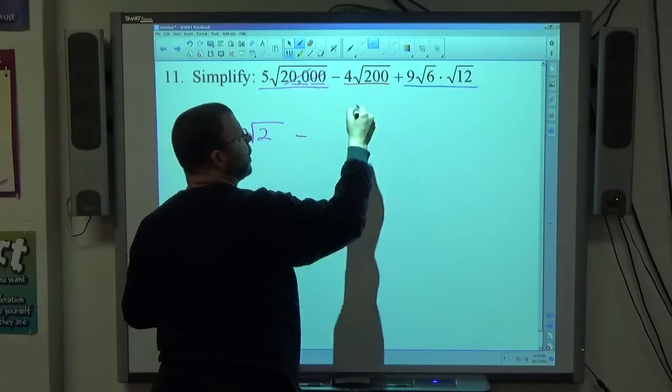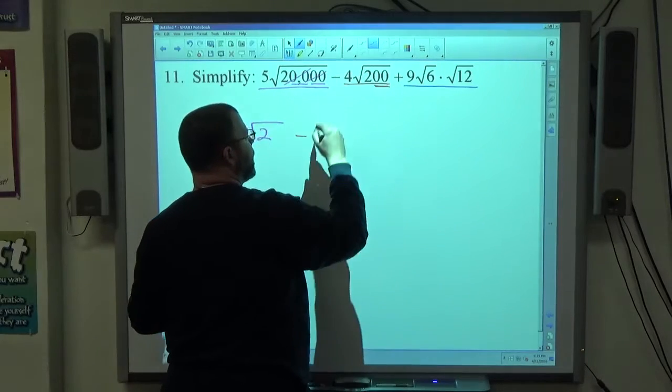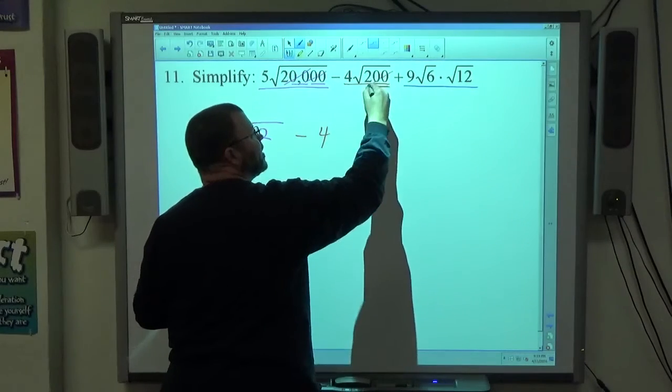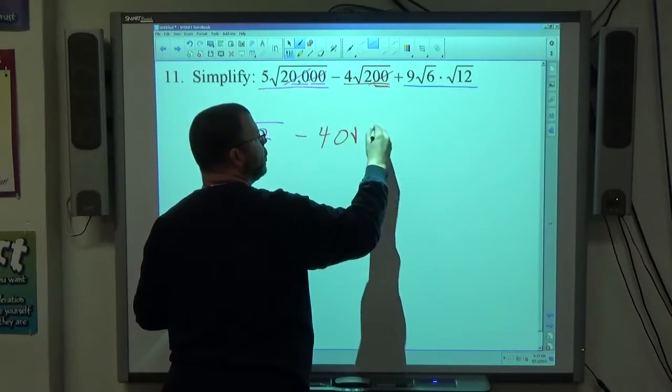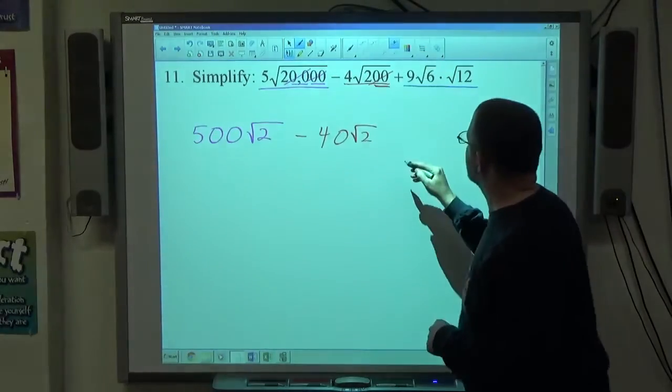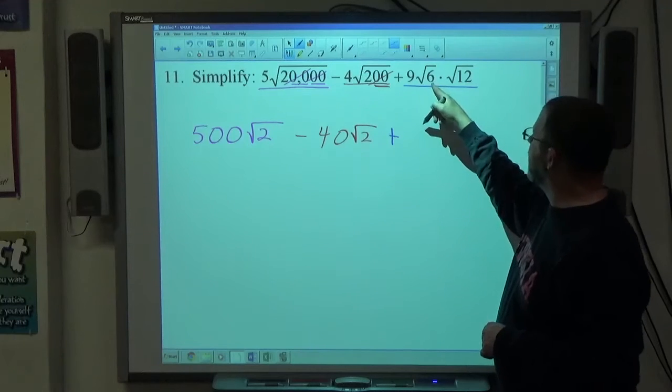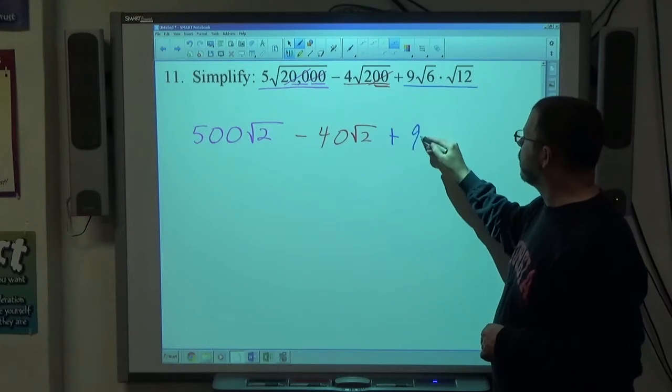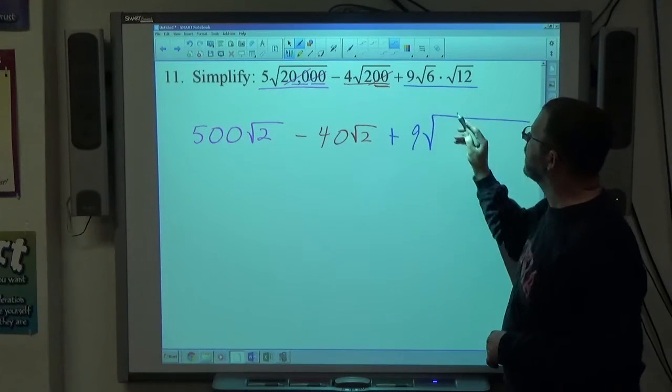For the next one, there's a couple zeros here. So we got 4 already outside, times 10 makes 40, and that's all, the 2 stays inside. On the last one, instead of taking things out of this, I want to put one big radical and then break everything down a little bit more.